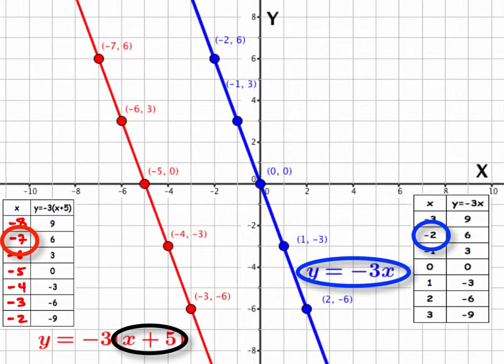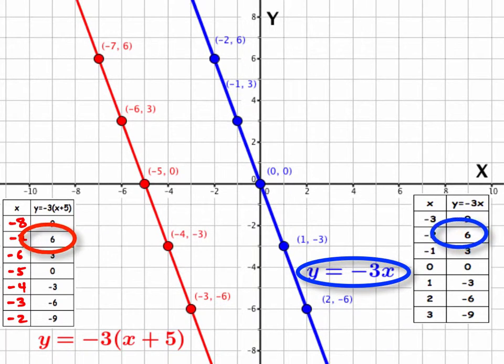So for the exact same y value, the x value had to be 5 smaller. And that's why this ordered pair negative 2, 6 moves to the left 5 units to negative 7, comma 6.